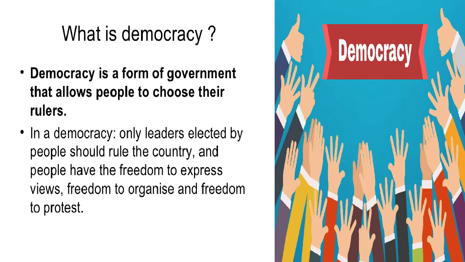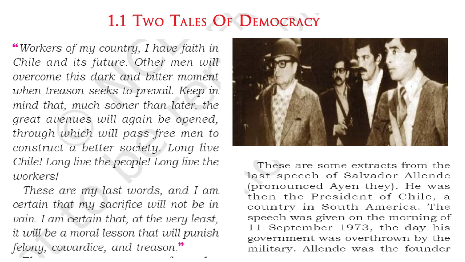What is democracy? Democracy is a form of government that allows people to choose their rulers. In a democracy, only leaders elected by the people should rule the country, and people have the freedom to express views, and also the freedom to organize and the freedom to protest. However, this process of democracy has witnessed numerous ups and downs through history.